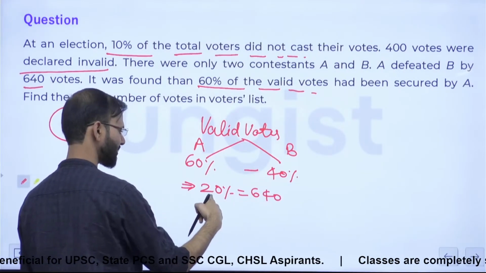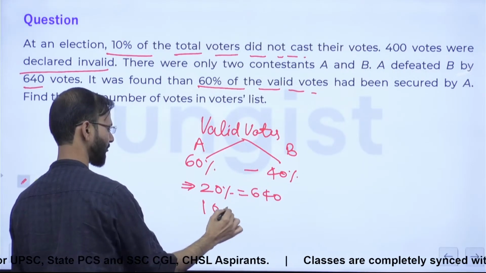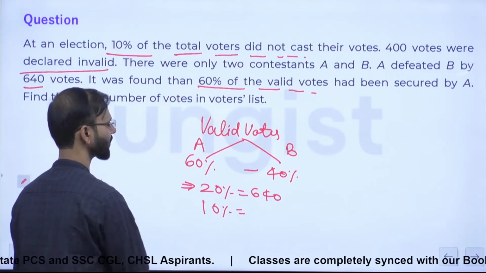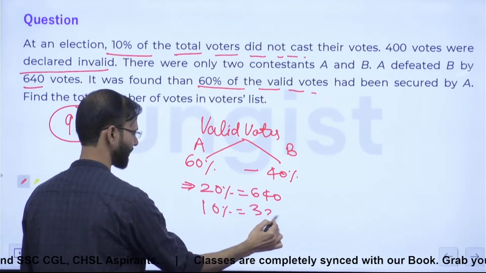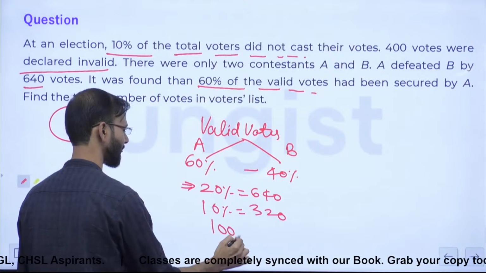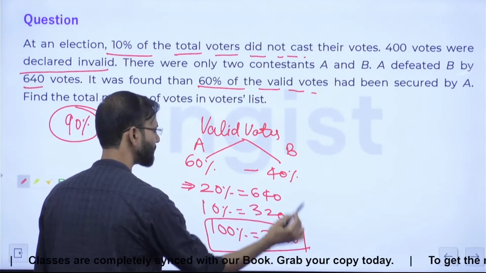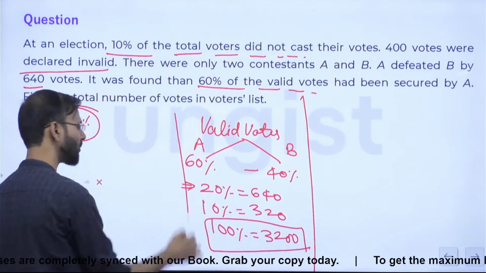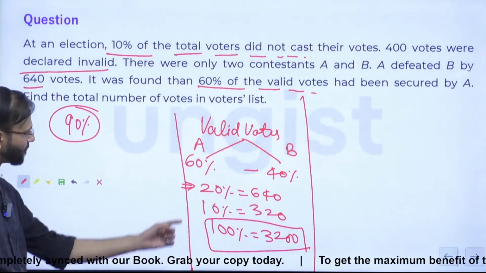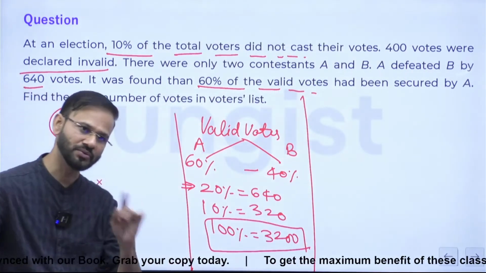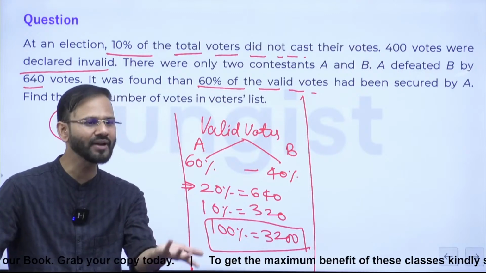Guys, if this is 20%, then what is 10%? Half of this, 320. Then what is 100%? 3200. Everyone, 3200 votes were valid on that day. 400 votes were invalid also. They were cast but they were invalid.